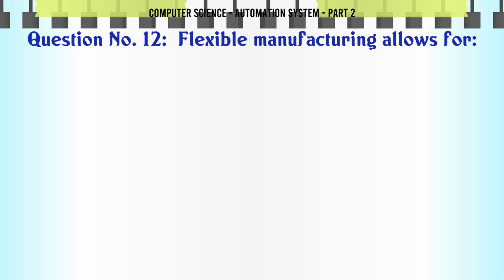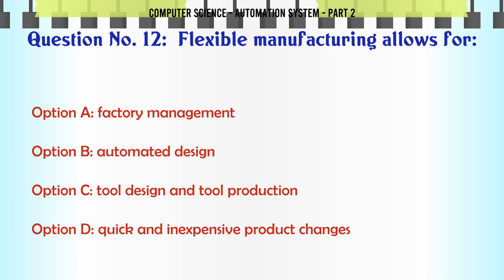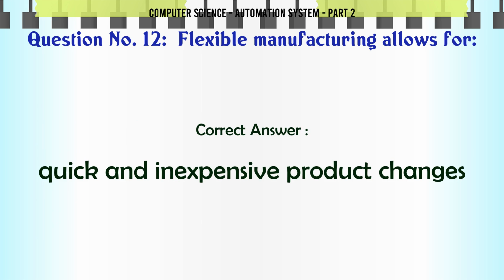Flexible manufacturing allows for A. Factory management, B. Automated design, C. Tool design and tool production, D. Quick and inexpensive product changes. The correct answer is quick and inexpensive product changes.